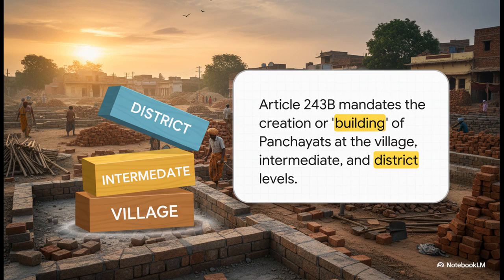So, once you have your assembly of people, what's the next logical step? Well, you've got to actually build the institution that's going to govern. And that brings us to our next keyword, B for build. Article 243B says you must build or constitute these panchayats at 3 levels: village, intermediate or block, and district.